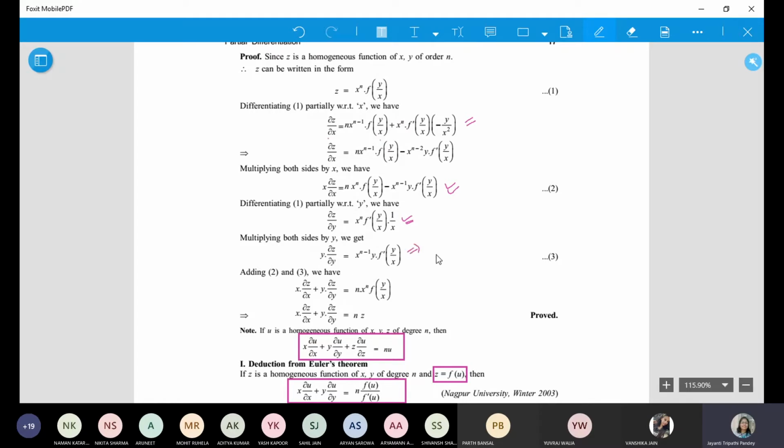Now add these two values, means you add this and you add this. See what you are getting? n x to the power n f y by x, because here you have x to the power n minus 1 f dash y by x, and here you have this with minus sign. So these two cancel each other. What is left with you is n x to the power n f y by x, and x to the power n f y by x is nothing but z. Is it okay?